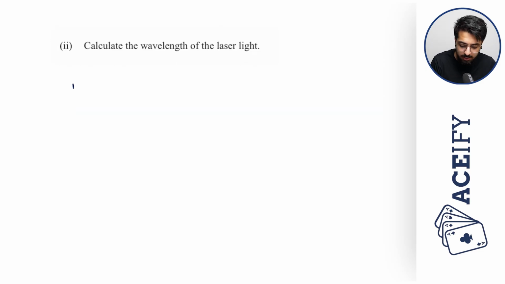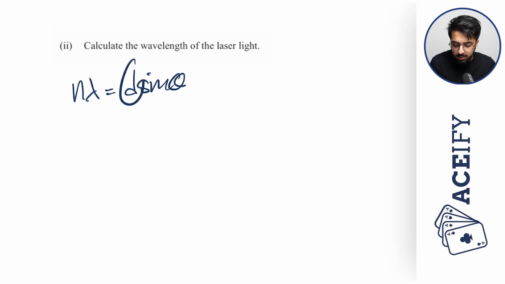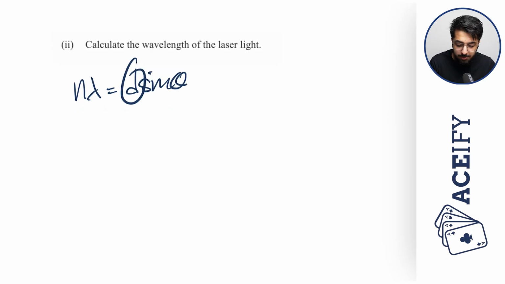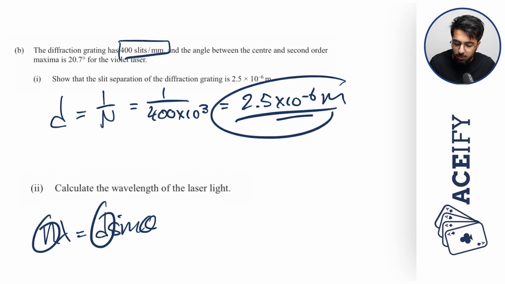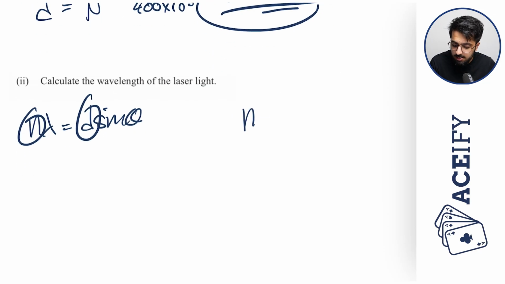Calculate the wavelength of the laser light. Alright, so we know our n lambda is equal to d sine theta. We just calculated our d value up here. We are given our n value because we are measuring between the center and second order maxima. Okay, and so therefore our n is equal to 2.